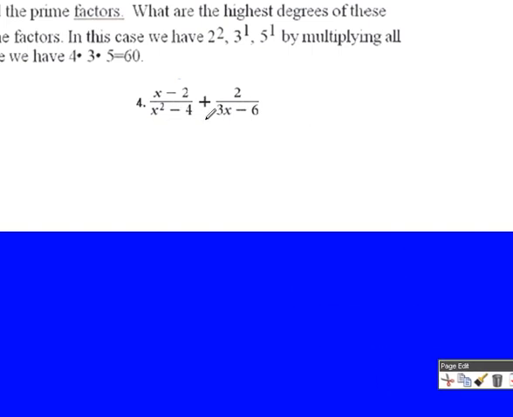So we want to look at our denominators. Are they the same? Obviously, they're not. Okay, so I'm going to list these. I've got x squared minus 4. That's one of my denominators. And I've got 3x minus 6. Now, in the other one, we listed out the factors. So I want to factor this. What times what gives me x squared minus 4? And you guys can see it's just x plus 2, x minus 2. It's a difference of 2 squares.